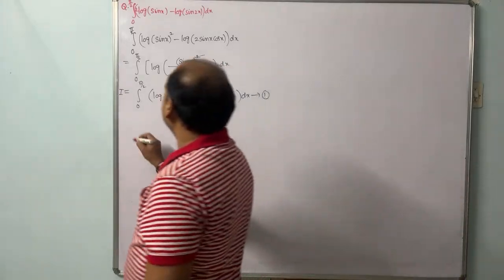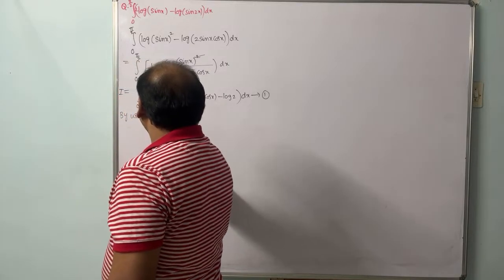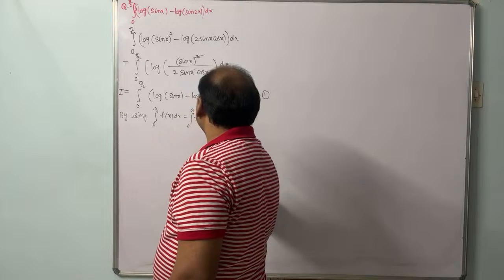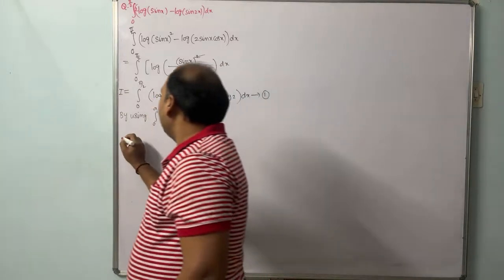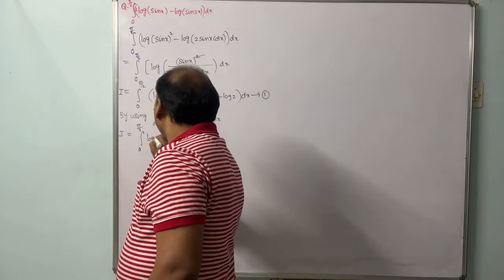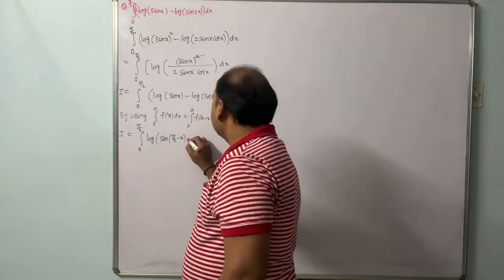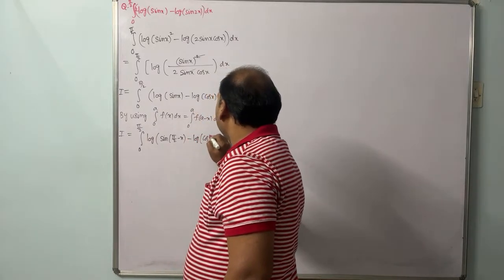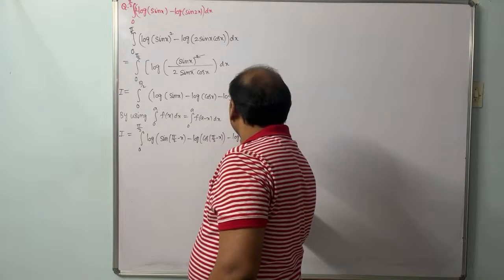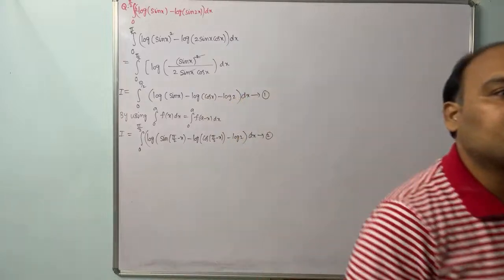So by using the property, integral 0 to a f of x dx equal to integral 0 to a f of a minus x into dx, this I value will become integral 0 to pi by 2 log of sin of pi by 2 minus x, minus log of cos of pi by 2 minus x, minus log 2, it won't change anything, into dx. Equation number 2, dear students. 1 minute.